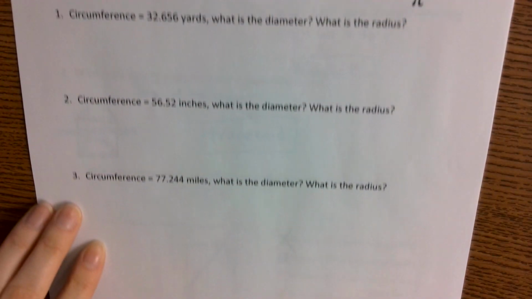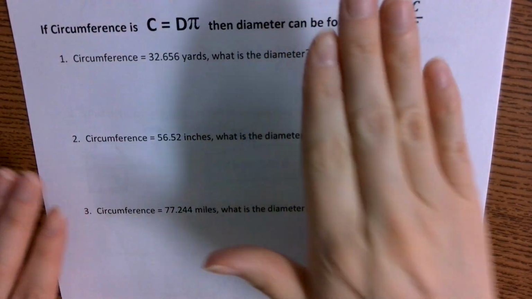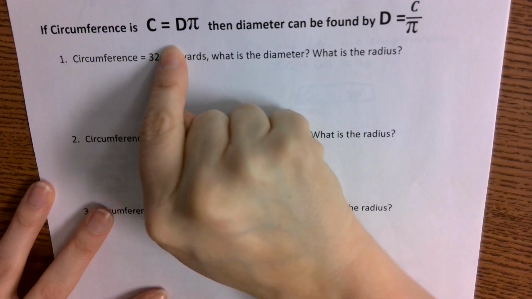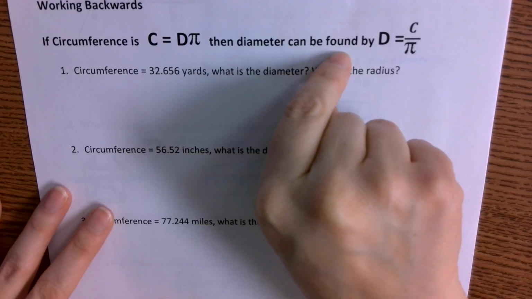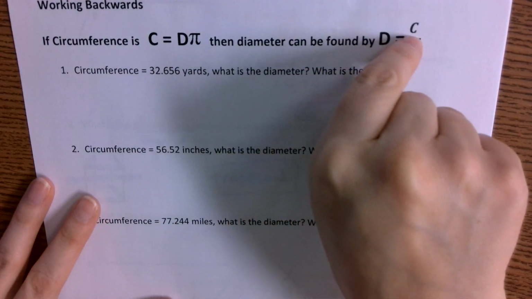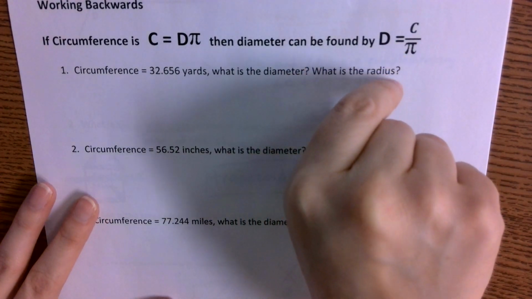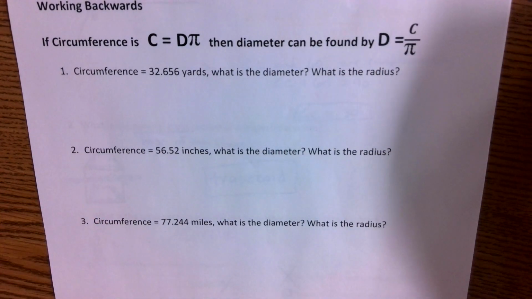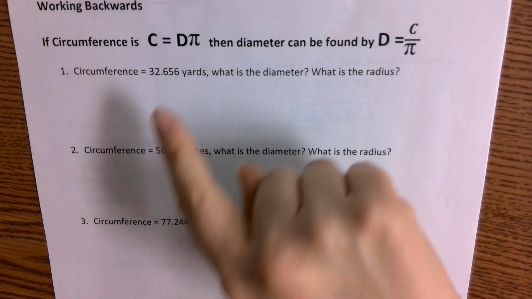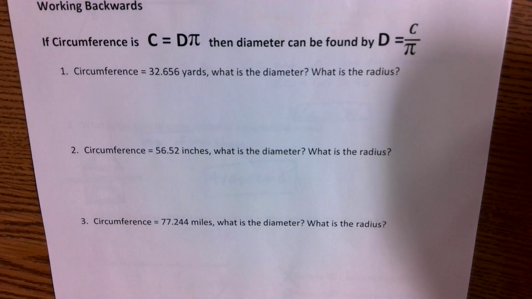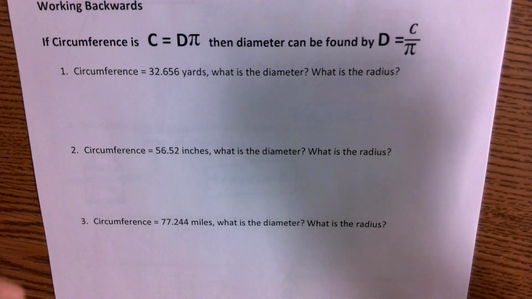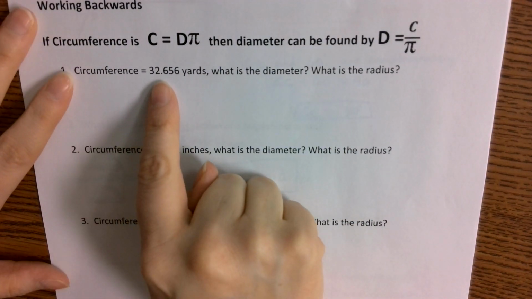Quickly. All right, taking a look here. If the circumference is equal to diameter times pi, then you can actually work backwards. You can find the diameter by doing circumference divided by pi. So if you're given circumference, divide it by pi, and that will give you the diameter. Okay, so let's take a look here.